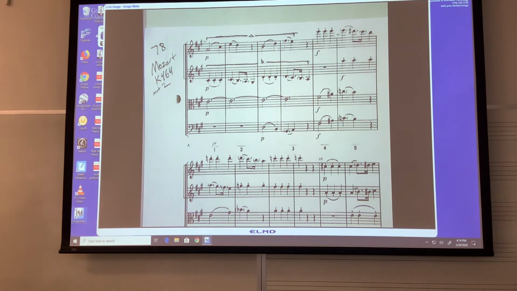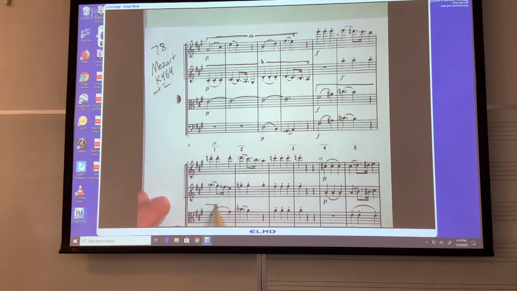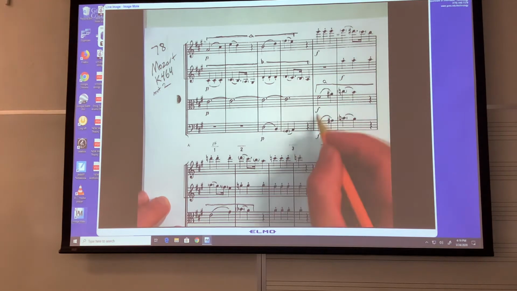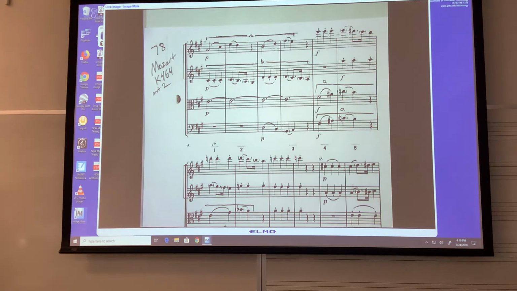Let's see, where is more A? Right here. And also in the cellos. And let's see, is there another one? Da, da, da, da, da, da, da, da. For some reason, I thought I saw another one earlier. All right. Oh, here it is.